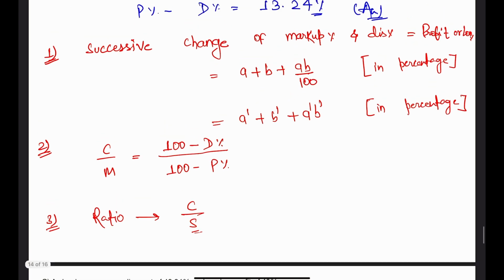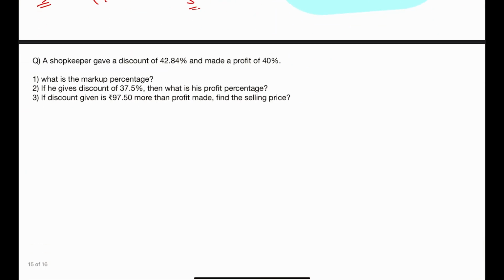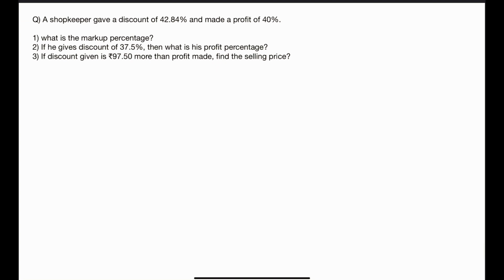So let's just give it some good, let me write here important. Important formula. So then there is one question, let's try to solve it. The question is, a shopkeeper gave a discount of, so discount percentage is given, it is 42.84%, and profit is given as 40%. So first, what is the markup percentage?